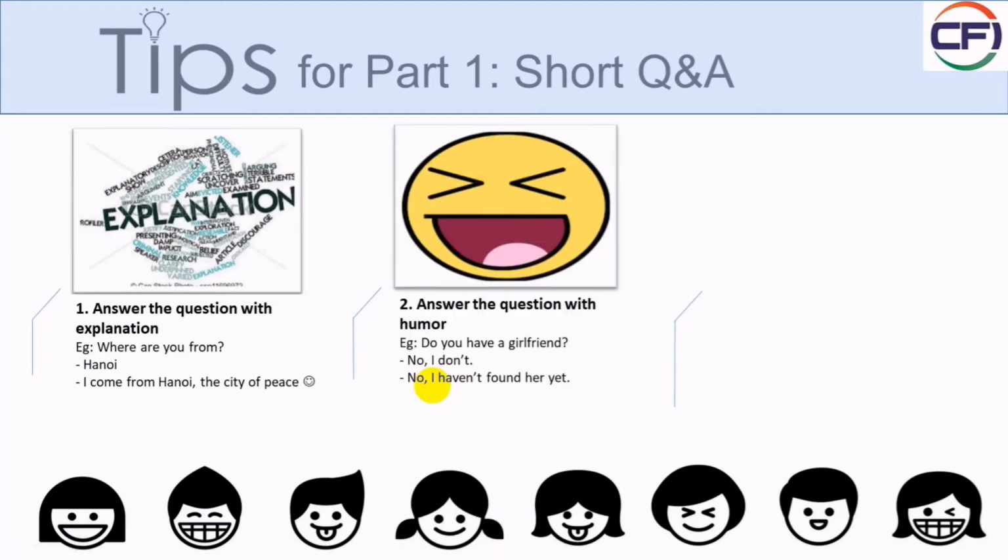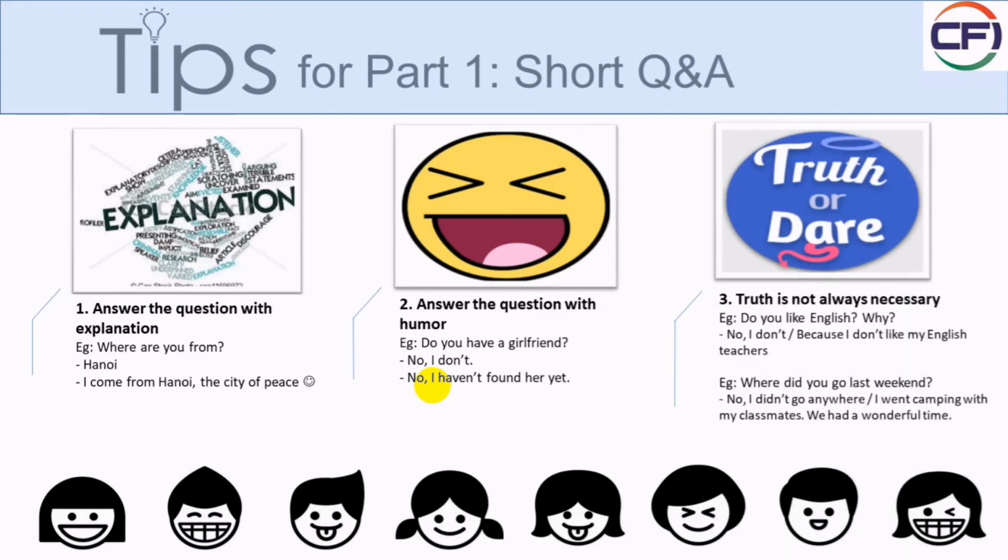Second one, you should answer the question with a sense of humor. Okay, so we have a question. Do you have a girlfriend? You see that the second answer is better than the first one. Instead of saying yes I do or no I don't, try to make it funny. No, I haven't found her yet. Okay. The third tip for part number 1 is that telling the truth is not always necessary.